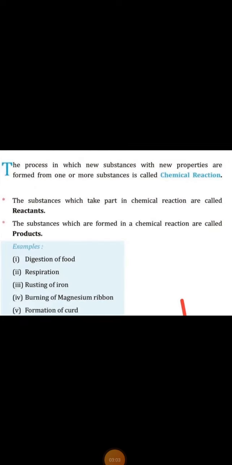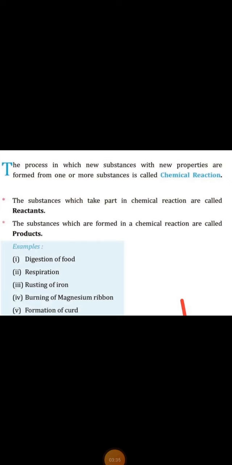So now here we will be talking about chemical changes only, and whenever there is a chemical change, please remember it is always due to chemical reactions between substances. If we have to define a chemical reaction, it is the process in which new substances with new properties are formed from one or more substances. That is a chemical reaction.